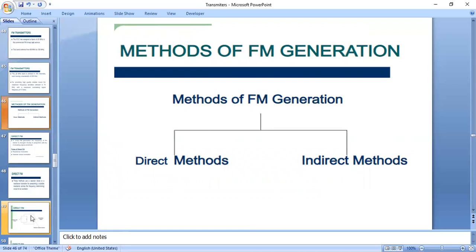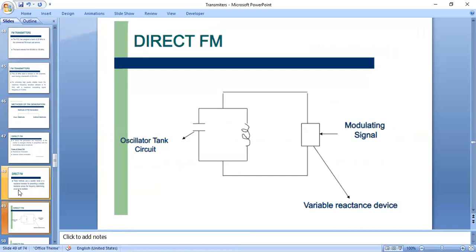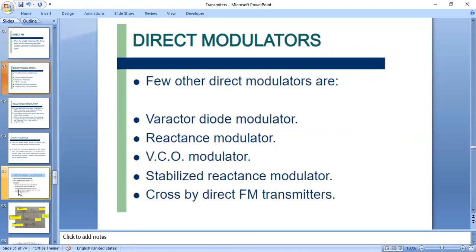So in the direct method of generation, we can generate the frequency modulated signal directly. And in the indirect method, by using phase modulation, we can generate the frequency modulated signal. First you have to generate the narrowband frequency modulated signal, and after that you will get the wideband FM signal. These are the indirect methods, and in direct methods we can directly generate the frequency modulated signal. So we have different techniques for direct FM.